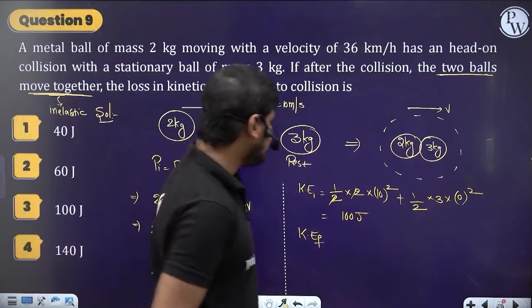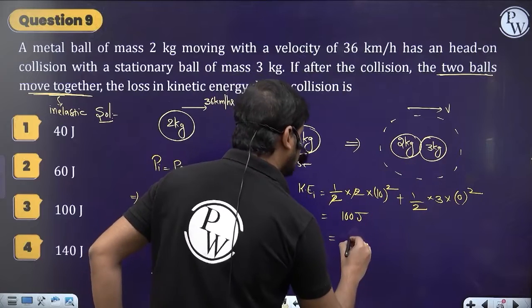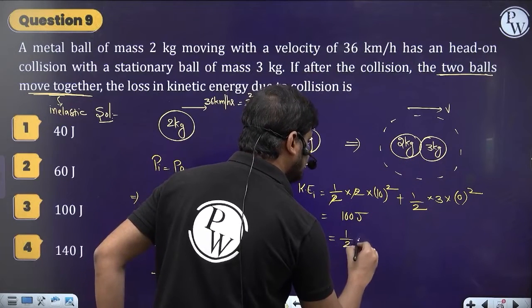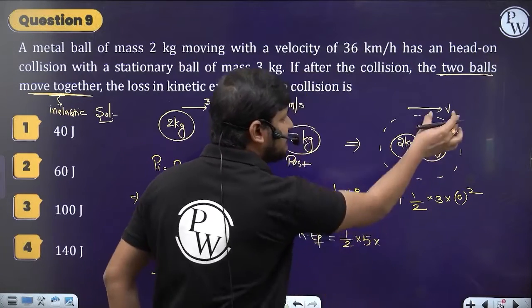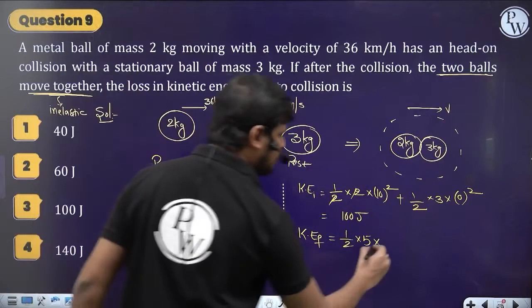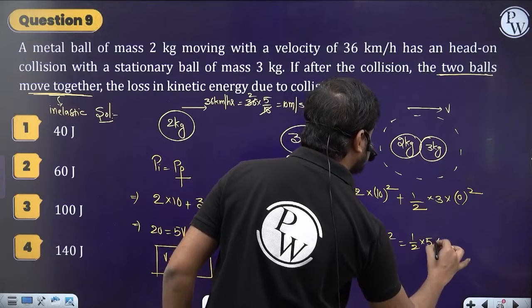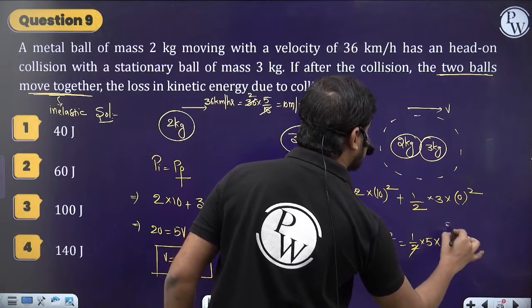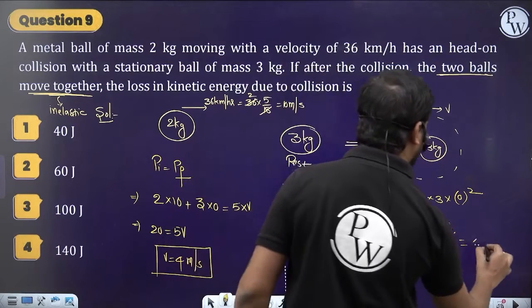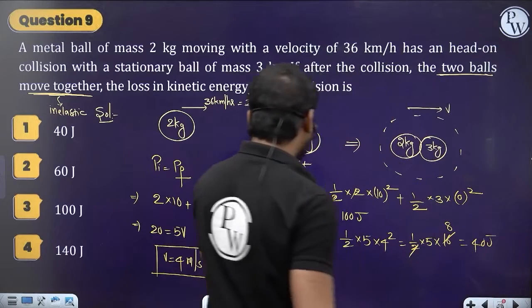So the final kinetic energy: total mass is 5 kg, into the final velocity we got as 4, so 4 square. So half into 5 into 16. 2 8s are 16, so 8 into 5, 40 joules. So this is the initial and this is the final.